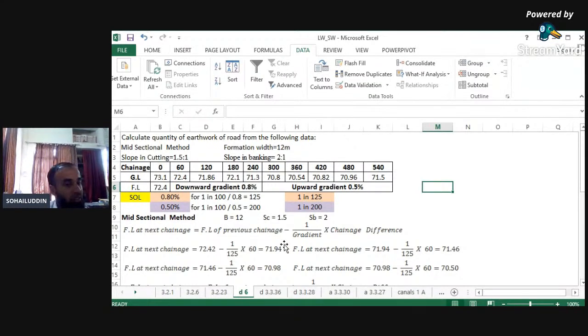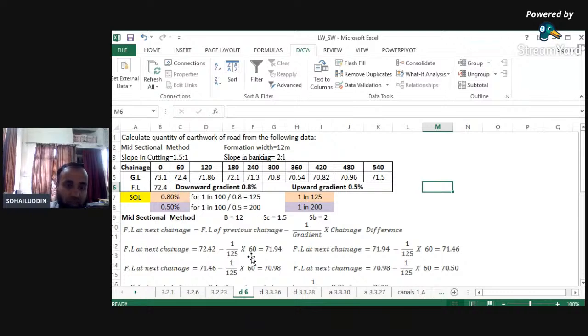Again, formation level at next change is equal to previous change, 72.442, minus, again minus. Why minus sign? Because from 60 to 240 it is downward, so we are using this negative sign up to 240. How much is the gradient? Already we have calculated 0.8% as 1 is to 125. So what is the gradient? 1 to 125. What is the change difference? 60 to 120, 60 to 180, 60 to 240.